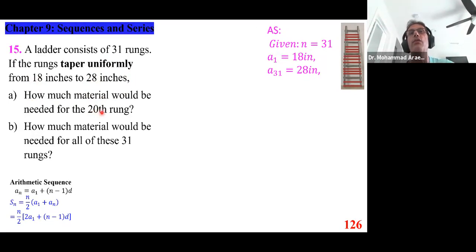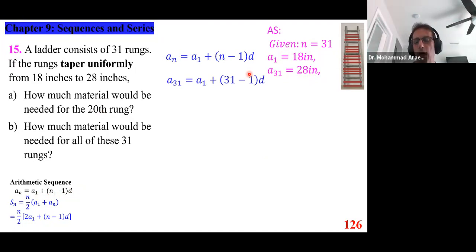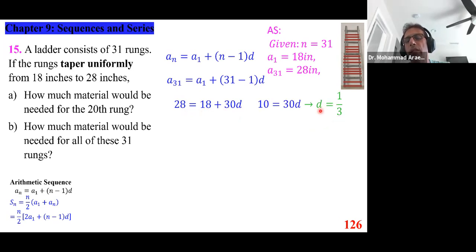With that being the case, we need to find d, the common difference. So let us use the formula a sub n is equal to a sub 1 plus n minus 1 times d. We know this is equal to 28. We know n, we know a sub 1, and what is missing? d. In this formula, we have everything except d. Let's find it. So this becomes 30: we are replacing a sub 31 with 28, a sub 1 with 18, and we are hoping to find d. We subtract 18, we get 10, we divide by 30, we get 1/3. So the common difference is 1/3, and because the units are given in inches, 1/3 of an inch.